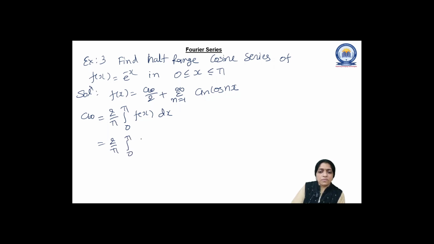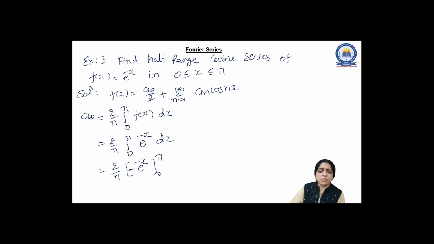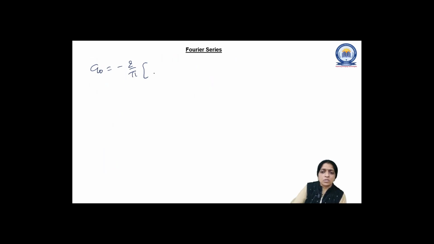Here the given function f of x is the exponential function, that is e raised to minus x dx. Now the integration of e raised to minus x is e raised to minus x upon minus 1. So I put here minus, and limits are 0 to pi. After substituting upper limit and lower limit, if I take this minus outside the bracket, I have a0 equal to minus 2 by pi, and after substituting the upper limit, I have e raised to minus pi minus e raised to 0. So here e raised to minus pi minus e raised to minus 0, and e raised to minus 0 is 1.